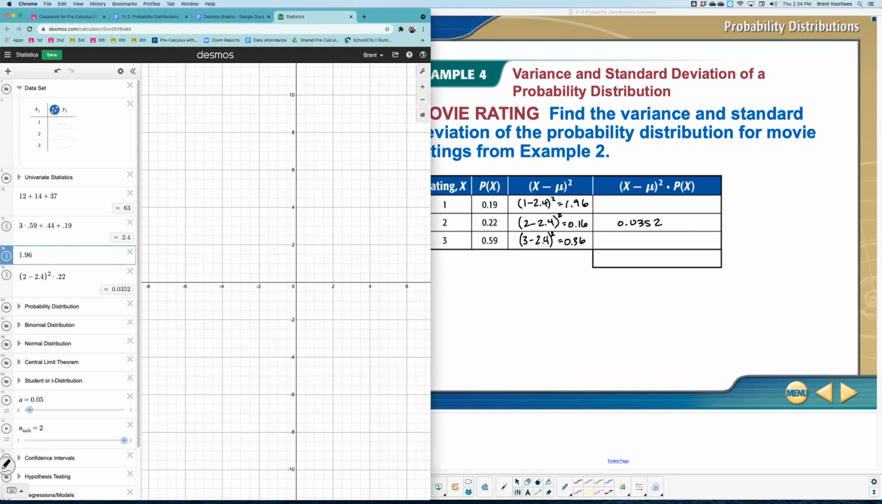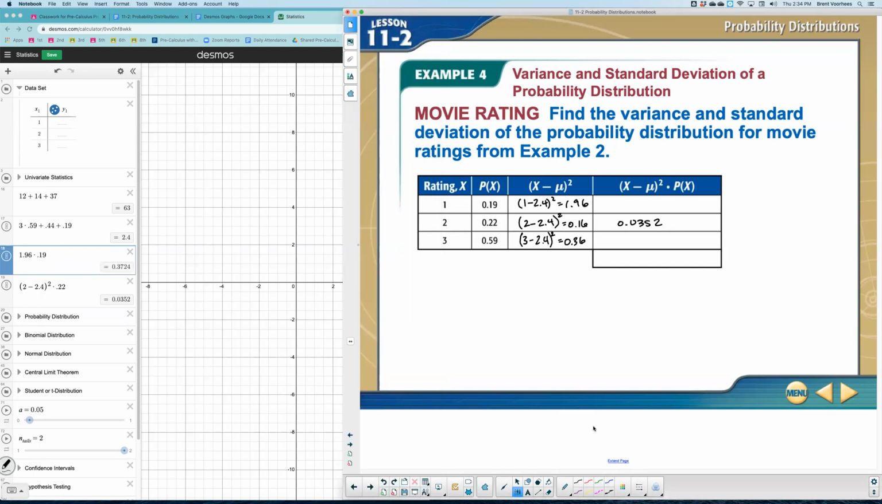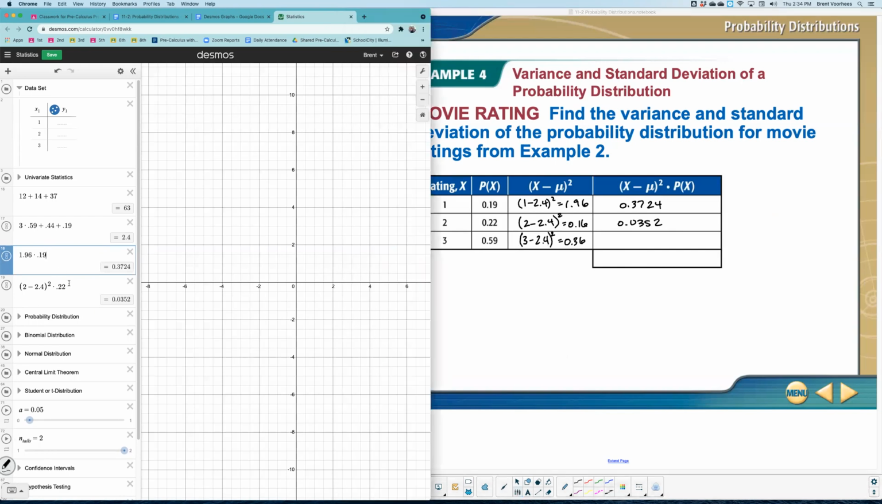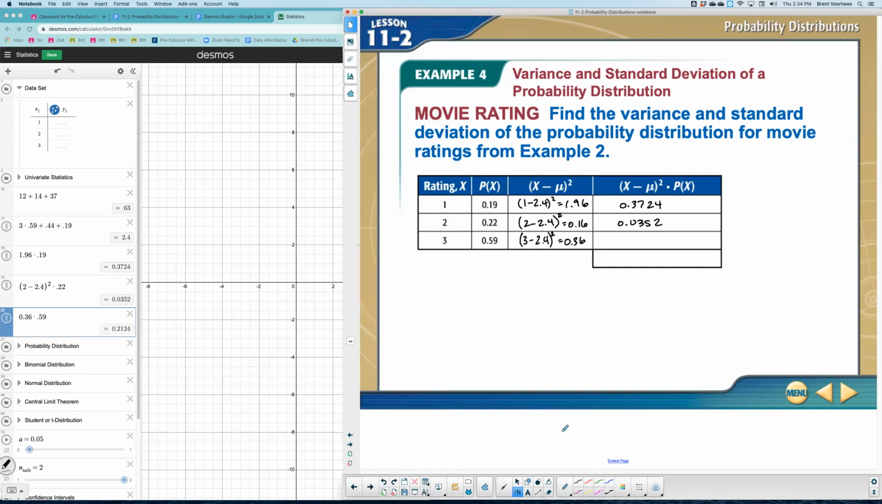All right, now I'll do it on the line above. We're going to take 1.96 and multiply that times the probability of 0.19. And I get the value 0.3724. And now for the last value, I'm going to take that 0.36 and multiply it times the probability of occurring, which is 0.59. And we now get here 0.2124.